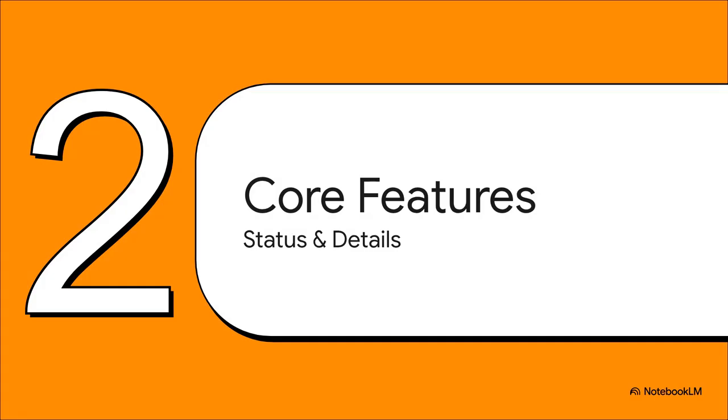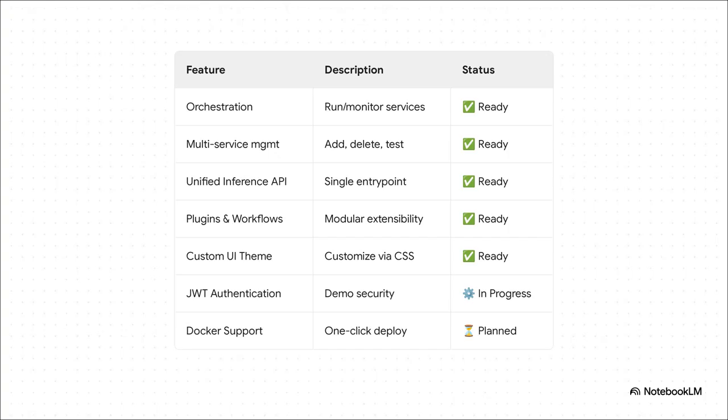All right, that all sounds great in theory, but let's dig in a little deeper. How do these features actually work, and what's ready to use, like right now? And this table here really lays it all out. Just look at that status column, the core stuff. The orchestration, the service management, and that super important unified API, it's all there. Check. Ready to go. Same with the plugin system. They're still polishing up the security with a full JWT authentication system, and that awesome one-click Docker deployment is on the roadmap. But the main functionality, it's ready for you to use.